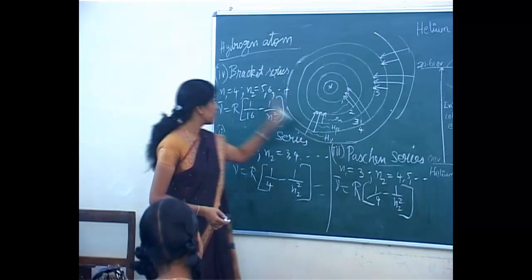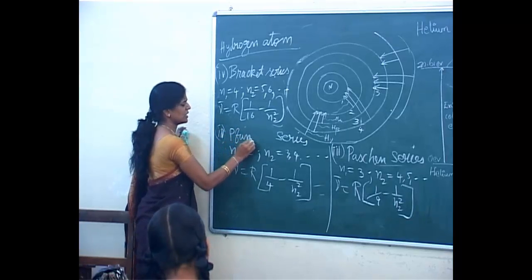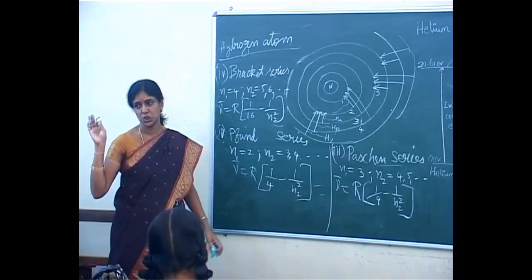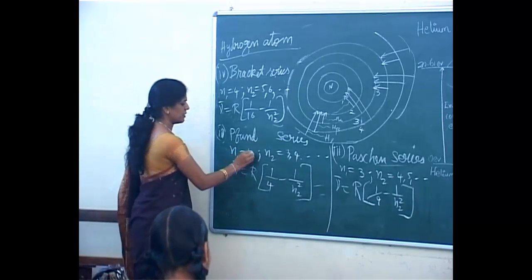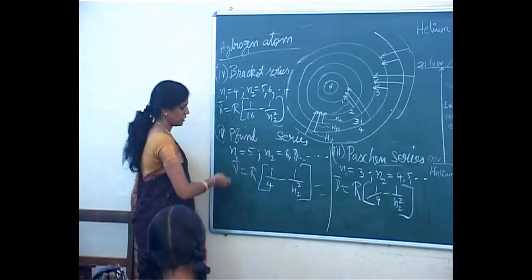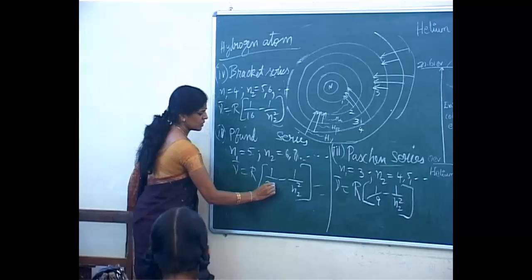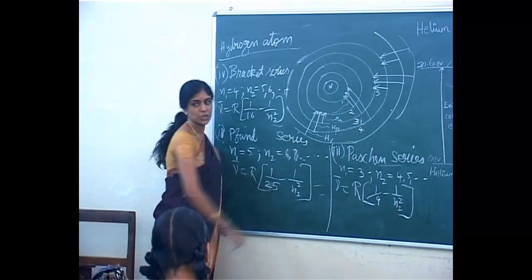So Pascal, Brackett, and the fifth one is your Pfund series. All the series are visible in the infrared region only. For the Pfund series, n1 is 5, n2 is 6, 7, and it goes on like this. What is the wave number formula? Wave number equal to R into 1 by 25 minus 1 by n2 square.